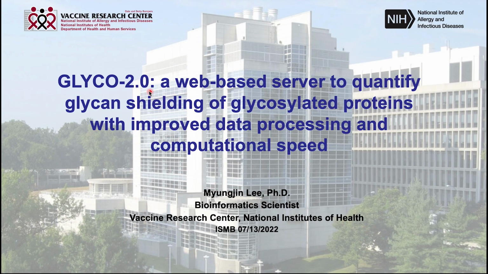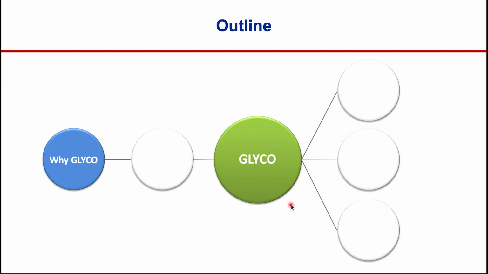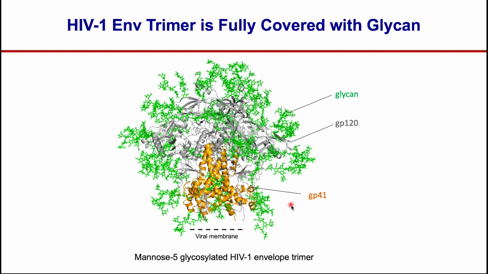Today I'm going to talk about GLYCO 2.0, which is a web-based server to quantify glycan shielding of glycosylated proteins with improved data processing and computational speed. I'm going to talk about why I developed the GLYCO program, and then move to the algorithm of the GLYCO program, and then I'm going to talk about the applications, how GLYCO can be utilized in many other projects or research. First of all, why GLYCO?